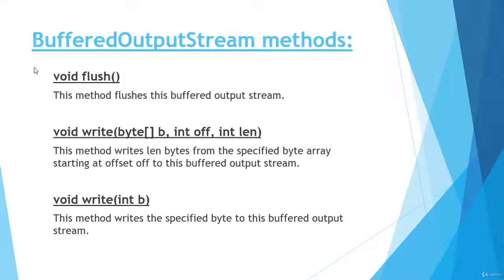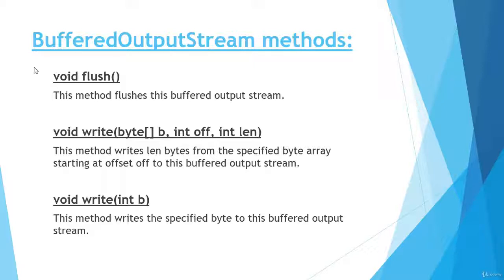Next we have the overloaded version of write, and this method helps us to write the specified byte to this buffered output stream. If we want to write some specific byte to the buffer, then we use this write method. So these are the methods that are present in the BufferedOutputStream class.